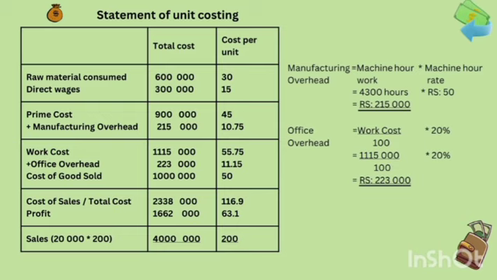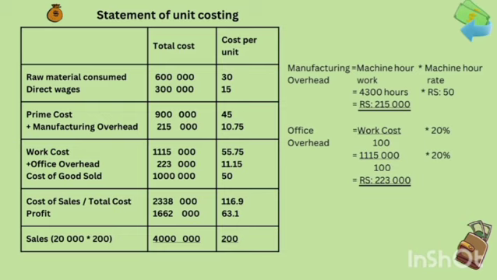We are given that raw material consumed is 6 lakhs. We write that under the total cost column. Direct wages is also given as 3 lakhs. We write that too under the total cost column. After that, draw a line below and add those two together and enter it as the prime cost. The answer is 9 lakhs.